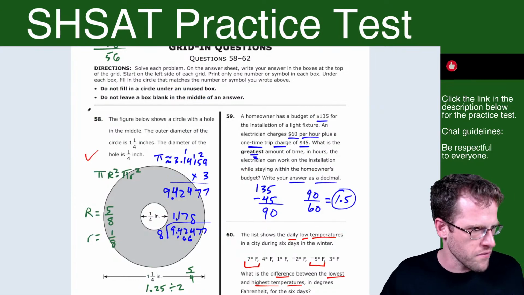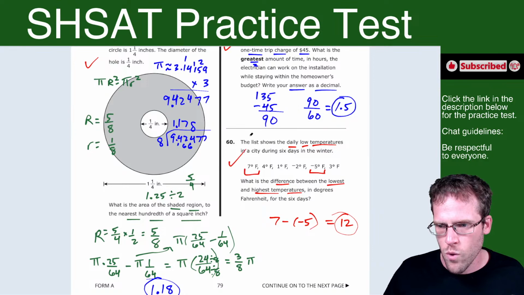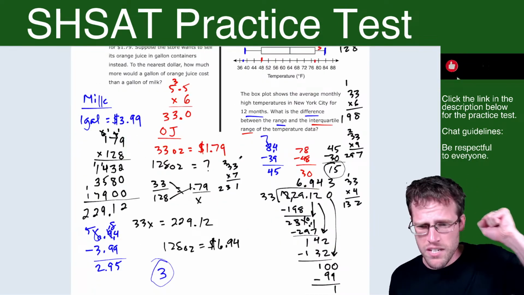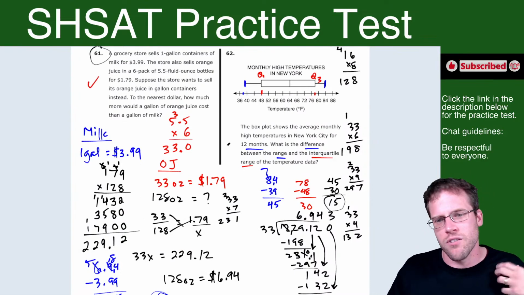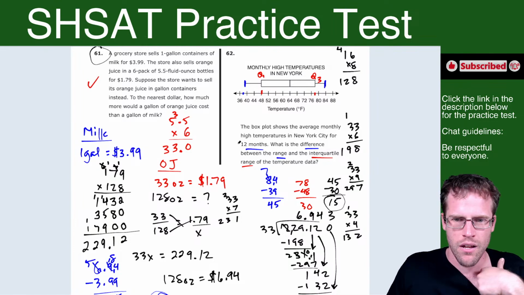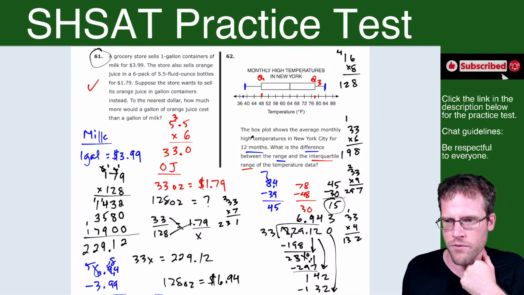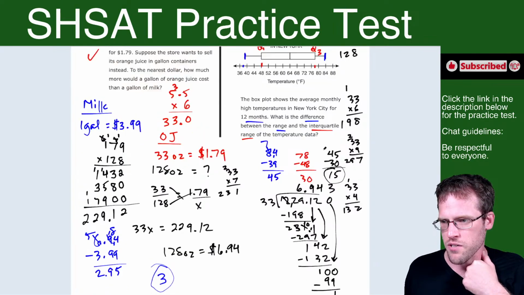59 is 1.5. 60 is 12. 61 is 3. Yes. Probably a much easier way. I probably could have just rounded to the nearest dollar. Means I probably should have just rounded stuff. I don't know what I was thinking. Sorry about that. But whatever. 62 is 15, which I circled. Yes.